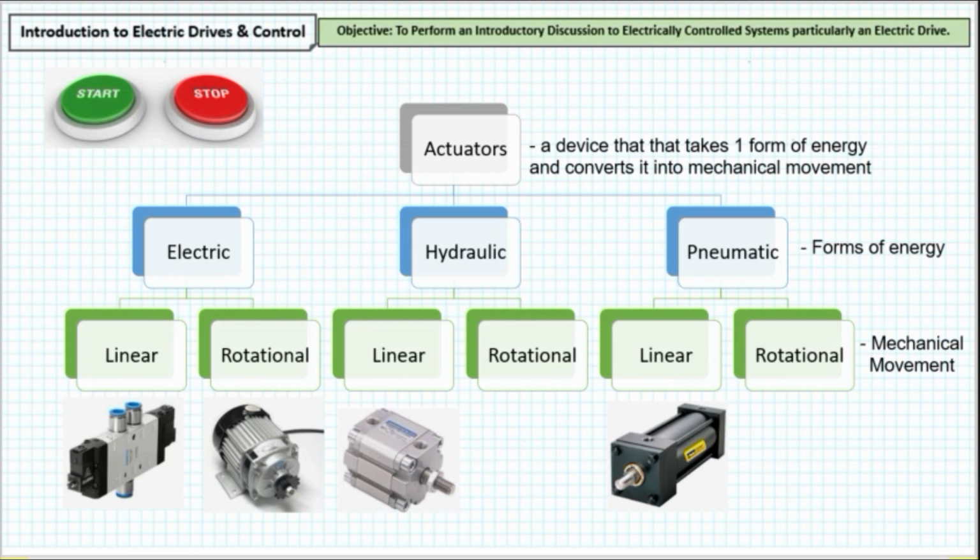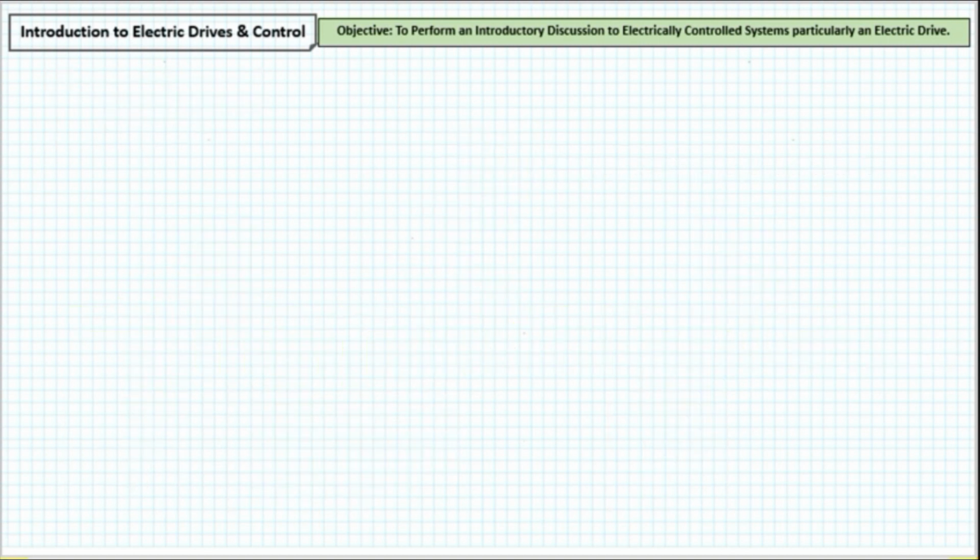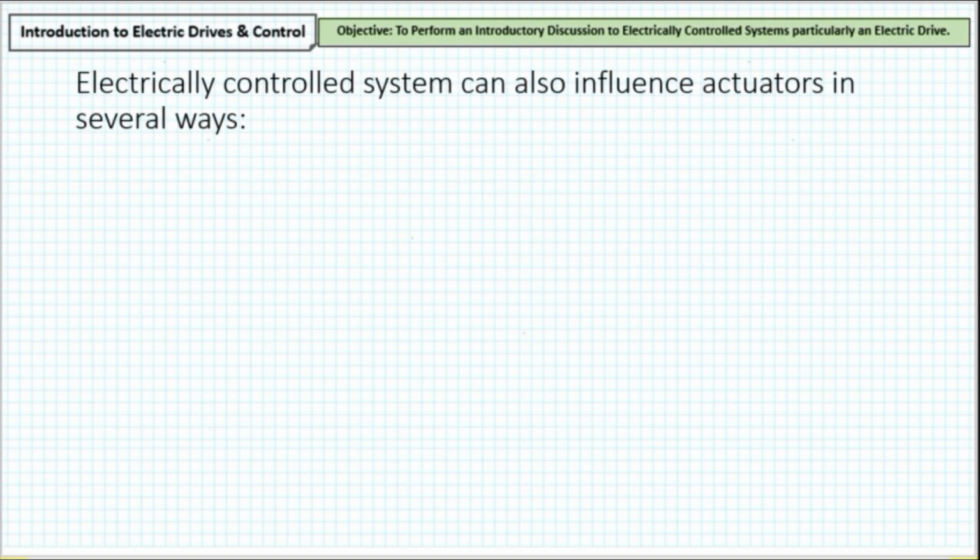So for rotational movement of both pneumatic and hydraulic energy, cylinders can be mechanically modified to produce rotational movements. Also, pneumatics and hydraulic motors are also available. Okay, so aside from starting and stopping actuators, electrically controlled system can also influence actuators in several ways.